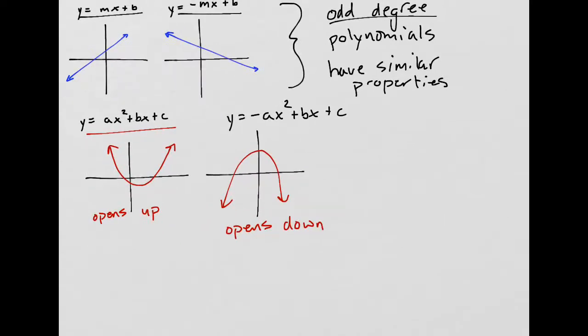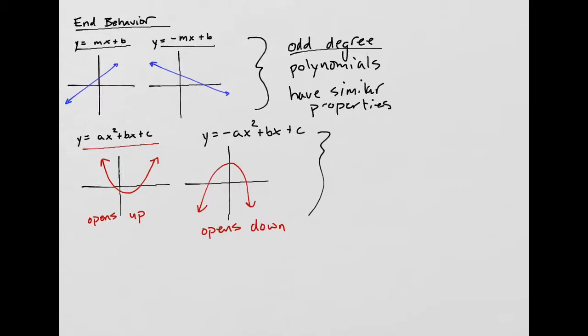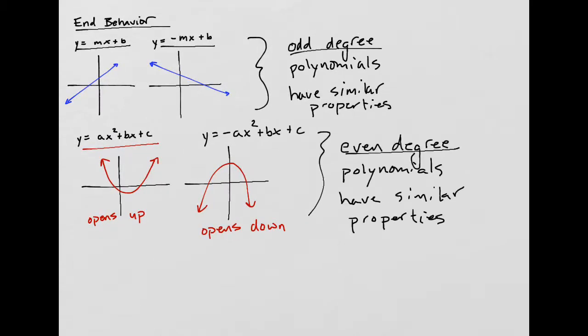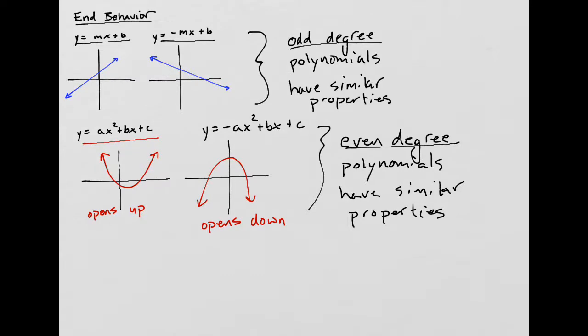And similarly for even degree polynomials. Even degree polynomials have a similar property where if the degree is even, meaning the highest exponent is an even number, and you have a positive lead coefficient, then you're going to be opening upwards. It might look weird, but it'll still open upwards. And if you have an even degree with a negative coefficient, it still opens downwards. So we're just going to remember that. Let me show you an example.